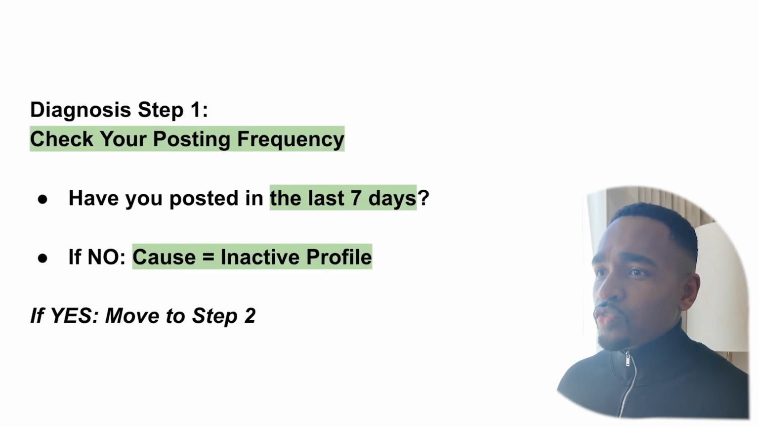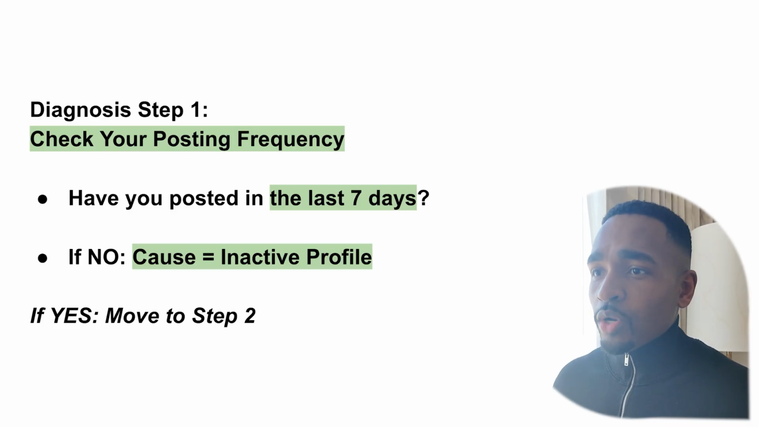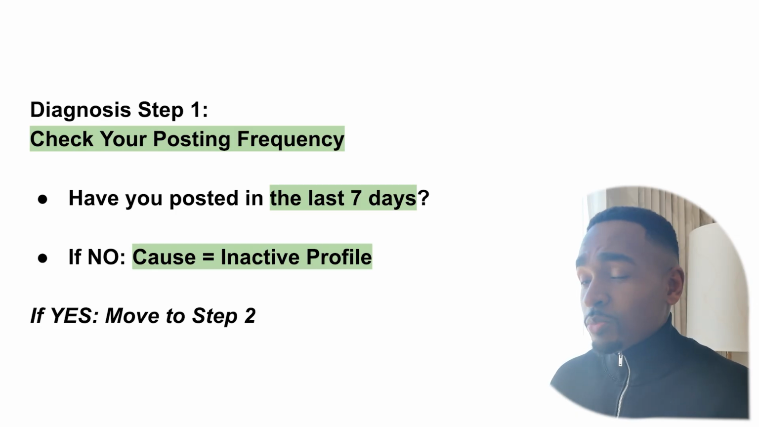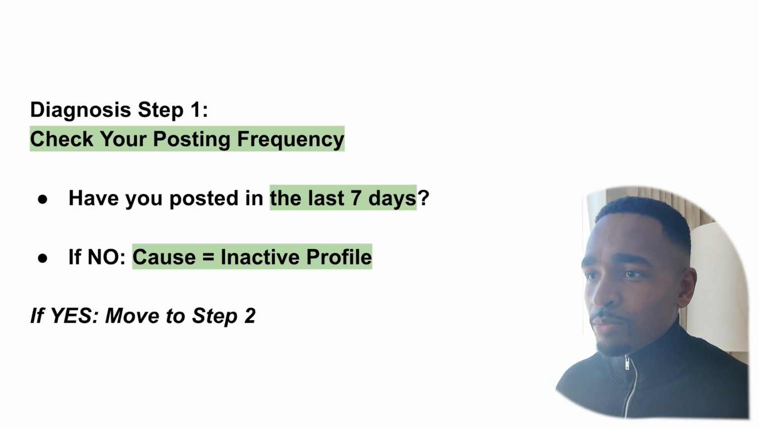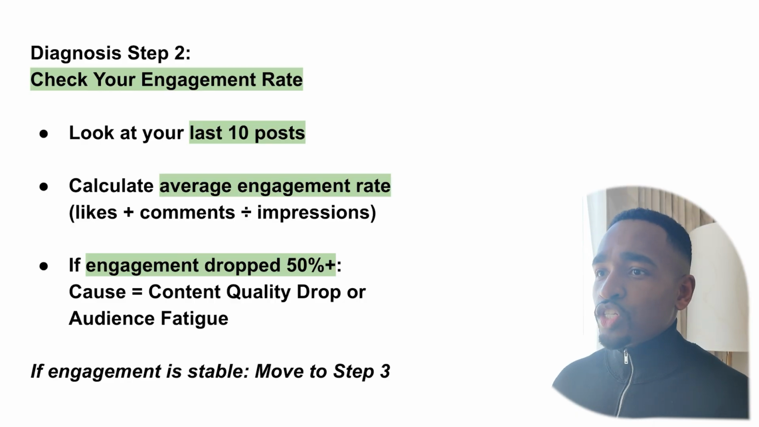Now, the first one, on post frequency, the question is, have you posted in the last 7 days? And if not, that cause is basically going to be an inactive profile, and LinkedIn's algorithm is going to deprioritize inactive accounts, especially if you stop posting, because your visibility will then drop. So the fix is, of course, to start posting again, ideally 3 to 4 times a week, and your visibility will recover very quickly.